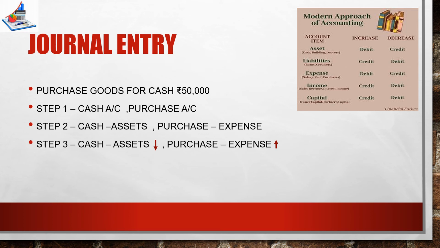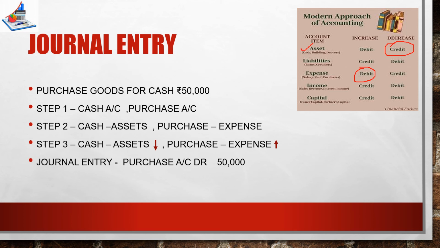Step 3 says what? Apply the modern classification rule. So according to the rule here, we can see what is happening when you're buying goods. Your cash is going out, right? Asset. Cash is what? An asset. If an asset decreases, it goes on which side? It goes on the credit side. And purchase is what? Expense. Your expenses are increasing for your company. So it will go on which side? Yes, it will go on the debit side. So our journal entry will be what? Purchase account debit to cash account.